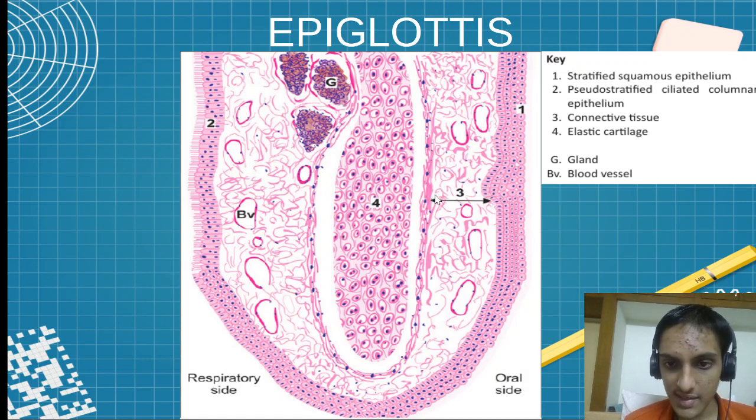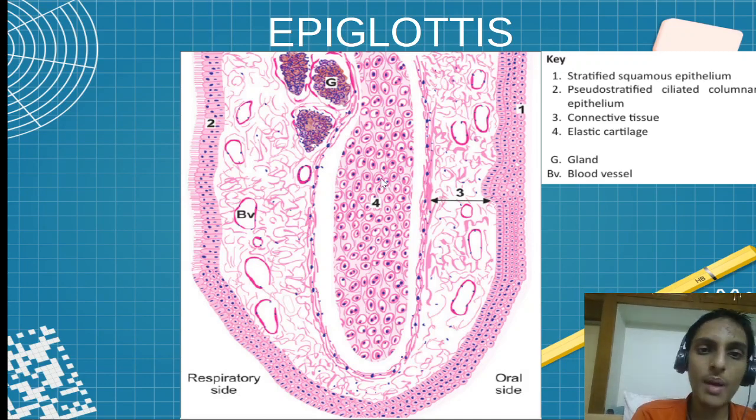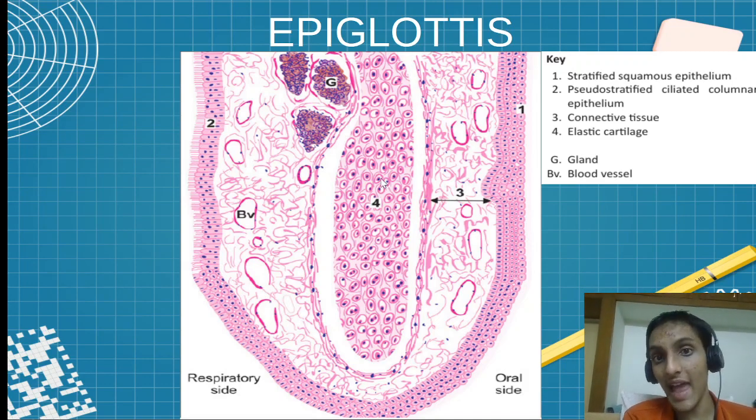Then this which we are seeing, this arrow, this is the connective tissue. This entire is the connective tissue. And here we are seeing the elastic cartilage. Here we can see a number of chondrocytes. Please remember, chondrocytes will be more in elastic cartilage. That is why we are seeing excess of chondrocytes.